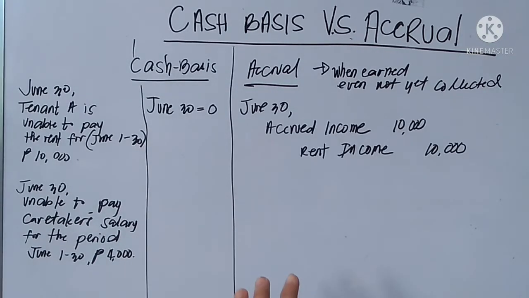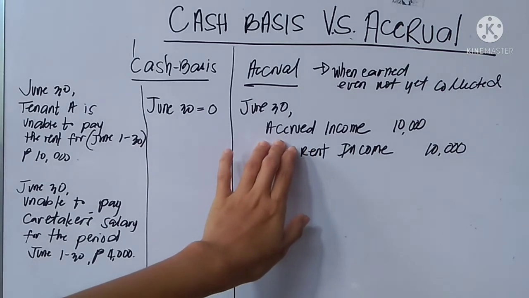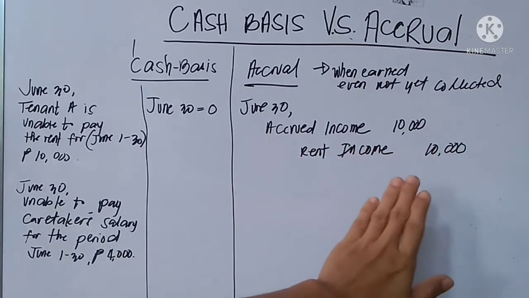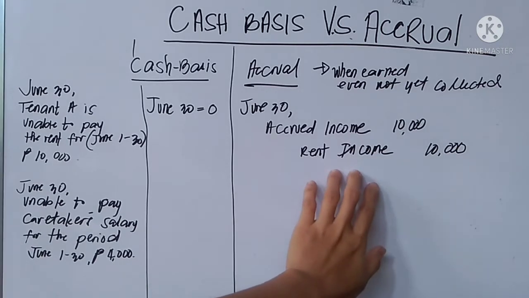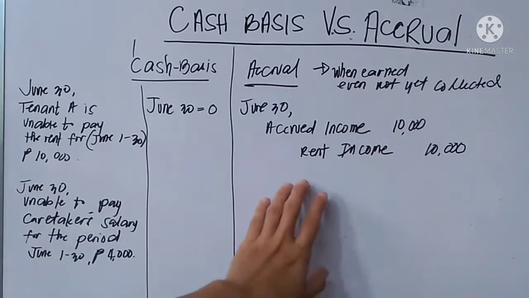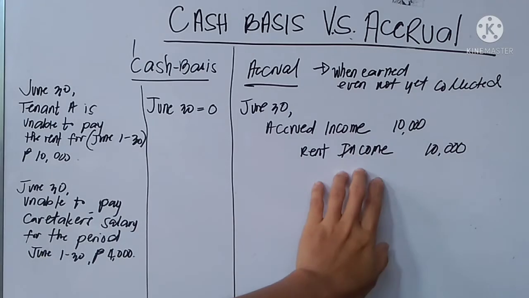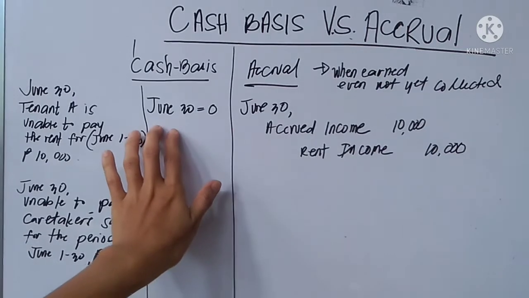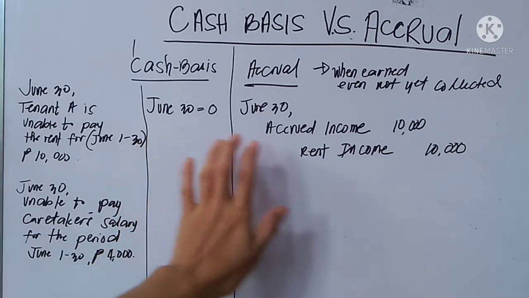Okay, so as you can see, dahil accrued income is an asset, ibig sabihin nadagdagan ng accrued income ng 10,000 yung ating balance sheet. While in the income statement, meron tayong nare-recognize na rent income, which is 10,000. So, sa madaling salita, under the accrual accounting, kahit hindi mo pa natanggap yung pera, nire-record mo na siya already as your rent income. Unlike in the cash basis, di ba, sa June 30, wala tayong natanggap na pera at wala din tayong nire-record na income.